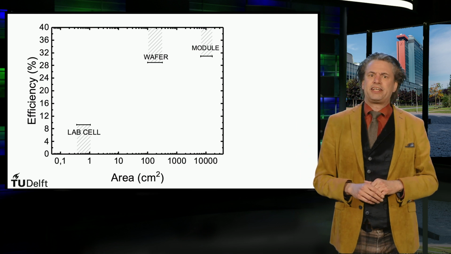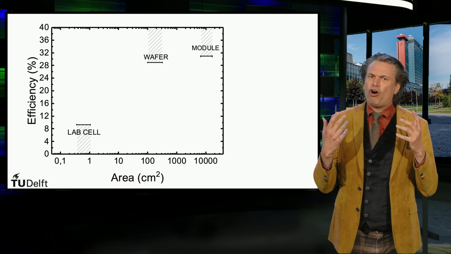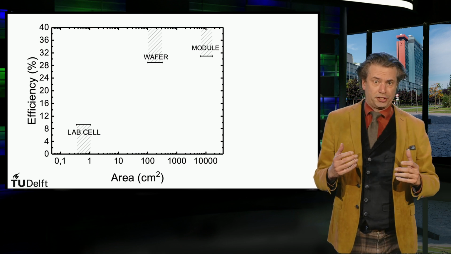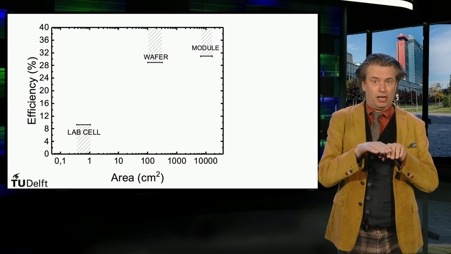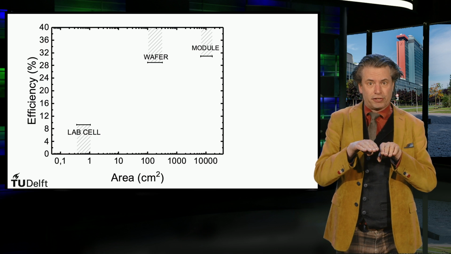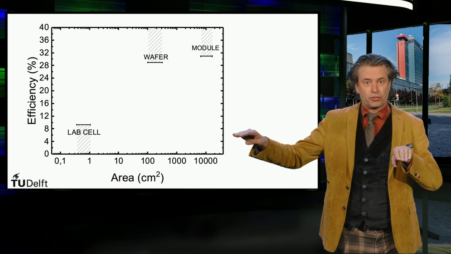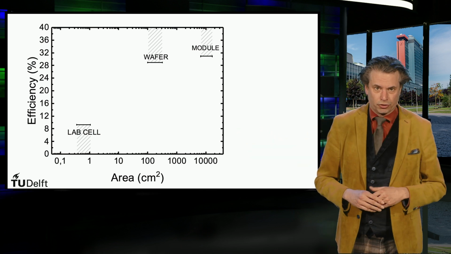This graph nicely demonstrates the level of maturity of a PV technology. A mature technology is a PV technology that has a limited loss in conversion efficiency when going from a small lab scale device to large scale sized modules.